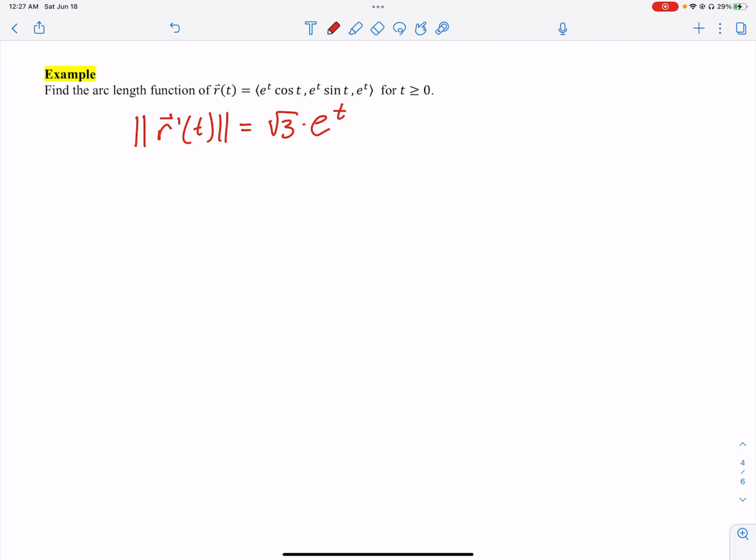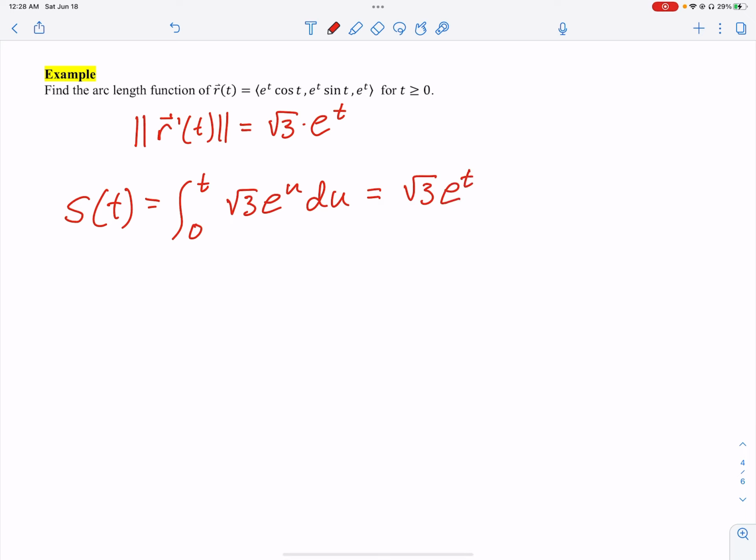All right, so we have this. We can actually find the arc length function. This is s of t equals, and we start where t starts at 0 to t. And then we plug that in. This is going to be radical 3 e to the u du. All right. This is nice and easy to see. We get rad 3 e to the t ran from 0 to t. Well, that would just plug that 0 in. We'd have a u there, meaning plugging that in. So that's what we get for that.